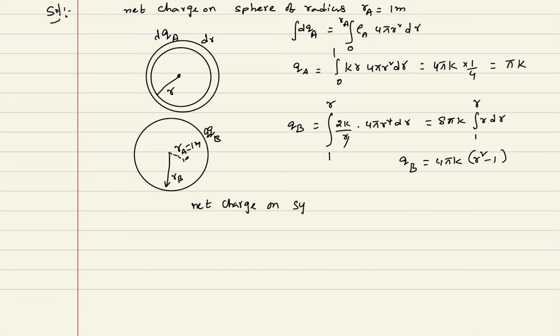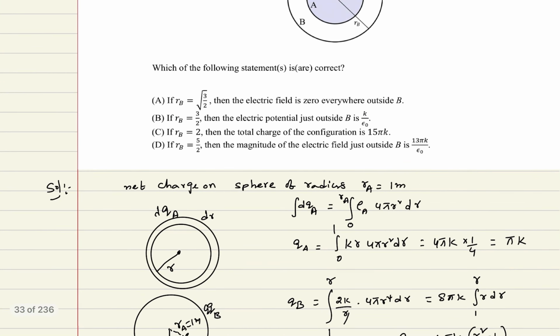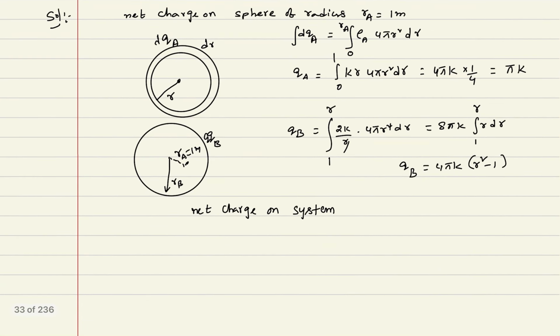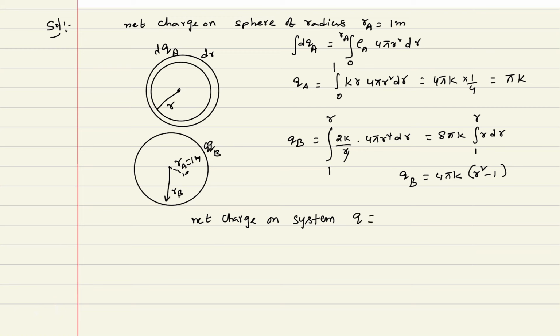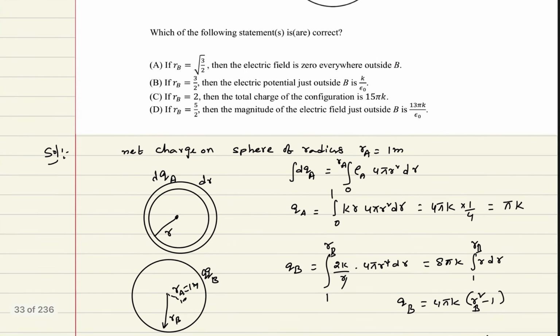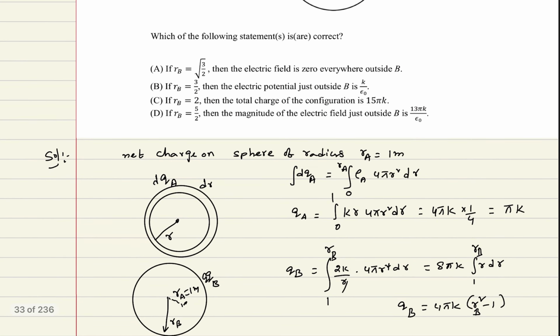Now the net charge on the system. Why am I calculating the net charge on the system? They are asking about the outer surface of the system only, that's why I am taking this. Net charge Q is equal to pi K plus 4 pi K times (R_B square minus 1).